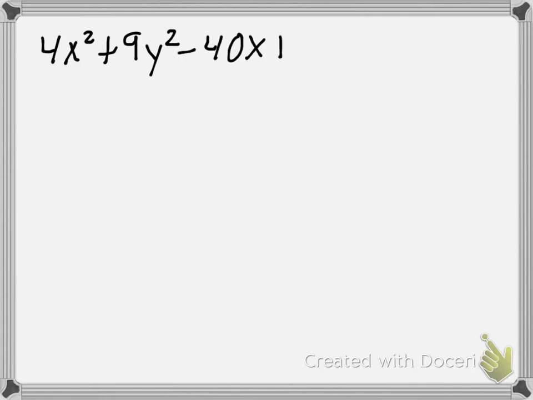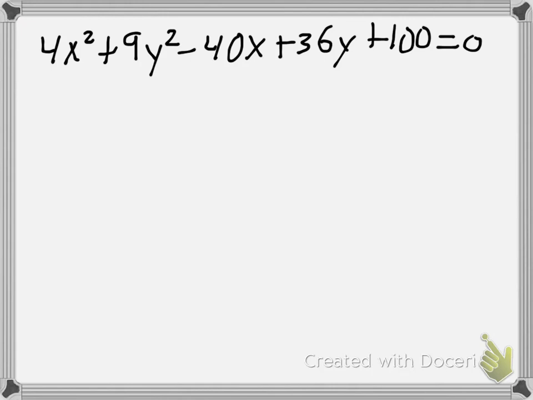Okay, so I'm going to get rid of this background and go back to this. Alright, so let's say I had 4x squared plus 9y squared minus 40x plus 36y plus 100 equals 0. And I want to get this ellipse in standard form.